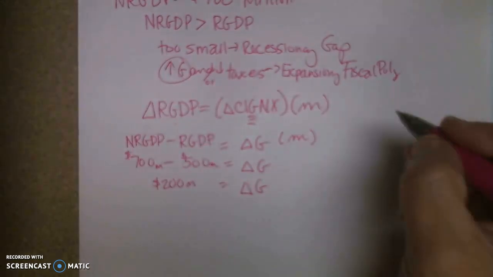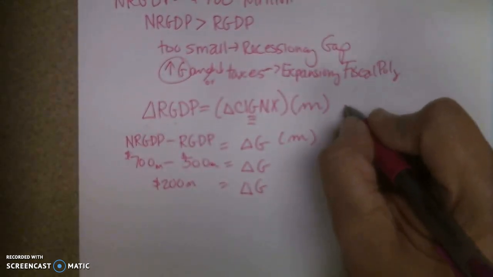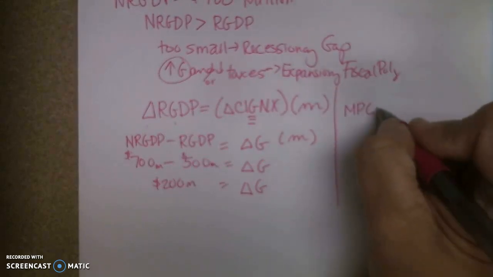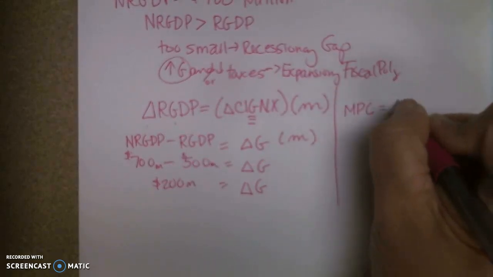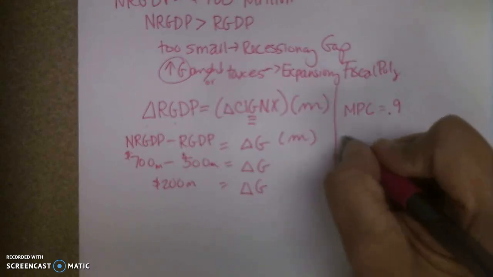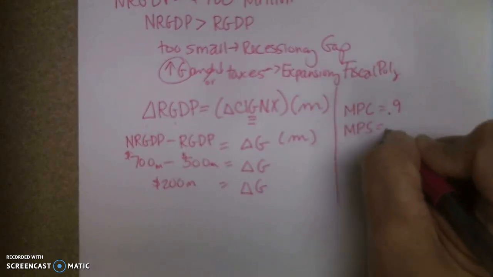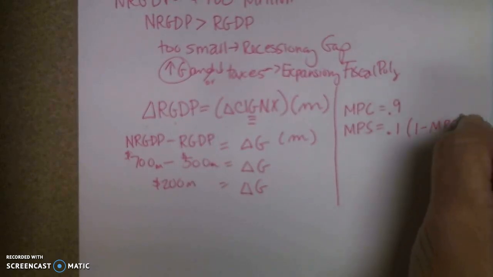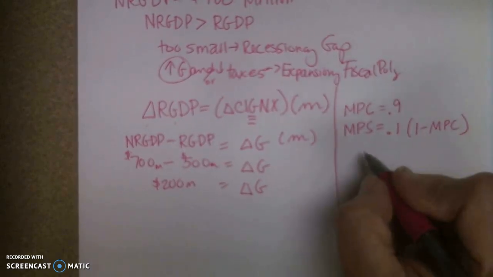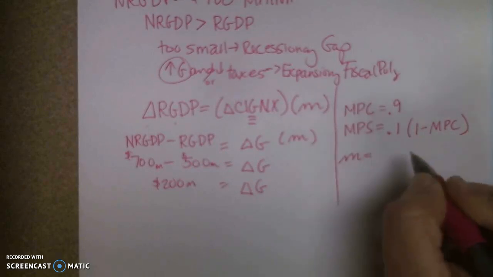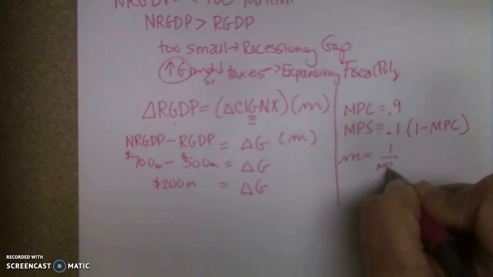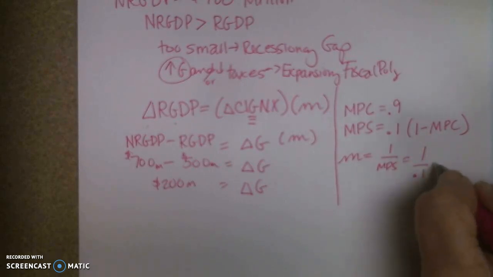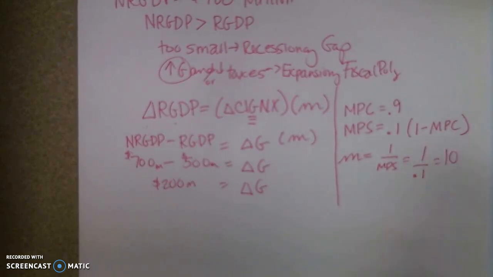I'm always going to give you, or someone is always going to give you, either an MPC or MPS. So let's say that currently our MPC is 0.9. So if we want our MPS, it's going to be 0.1. And we know that because it's just 1 minus the MPC. All right, so then we calculate our multiplier. It equals 1 over our MPS. 1 divided by 0.1. How many times is a dime going to a dollar? Our multiplier is going to be 10.